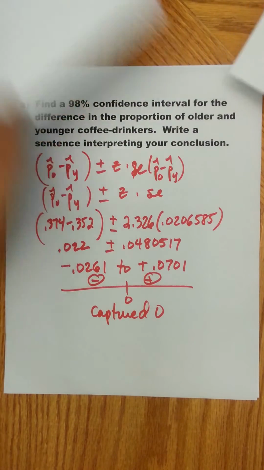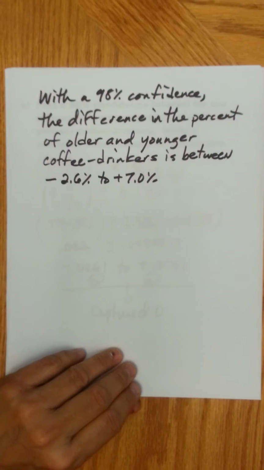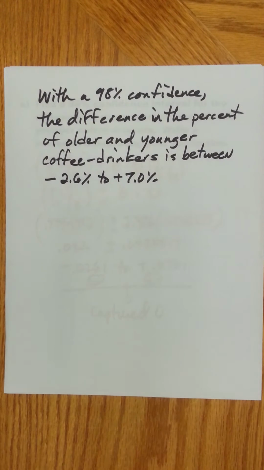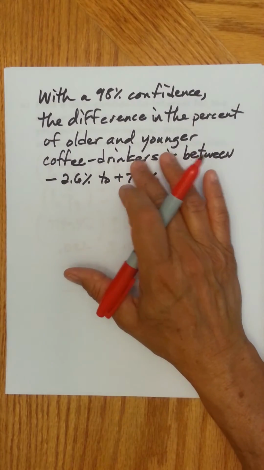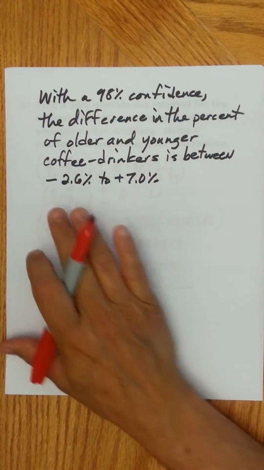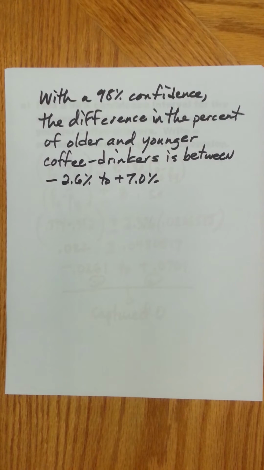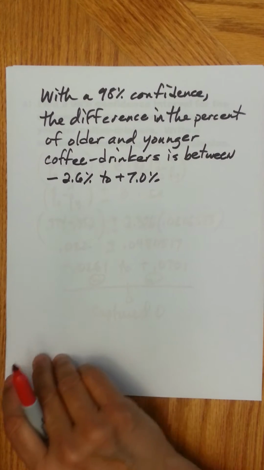So here's your conclusion then. Right? With a 98% confidence, the difference in the percent of older and younger coffee drinkers who drink at least 1 cup of coffee a day is between negative 2.6 and positive 7.0%. Okay? All right. So then we're going to go to the hypothesis test.